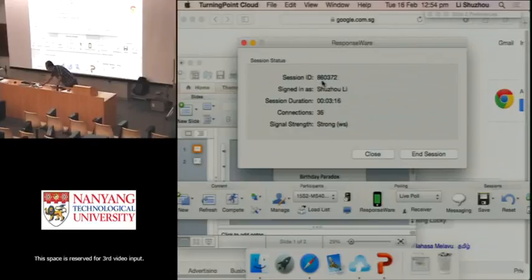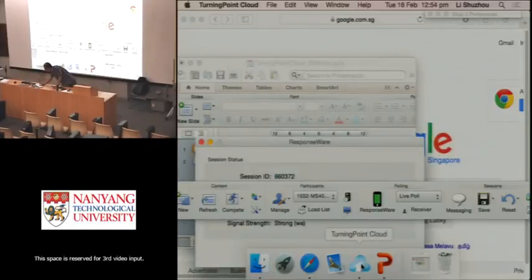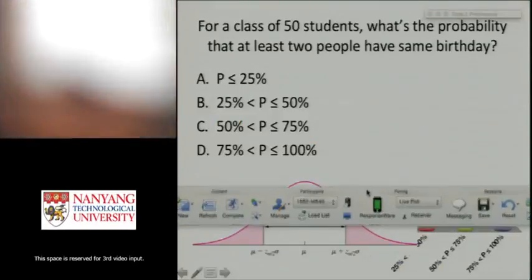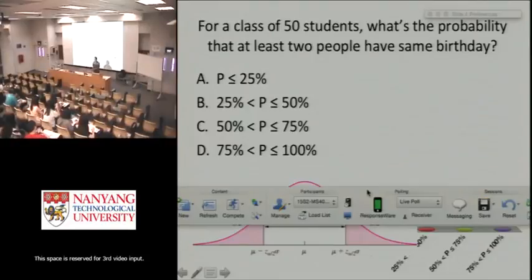So the session ID is 860372. Let's see if I can get a response without the toolbar. Ready? So you can key in your answer. I don't know if I can record it. Doesn't work? Okay, then we come back to the most reliable way.